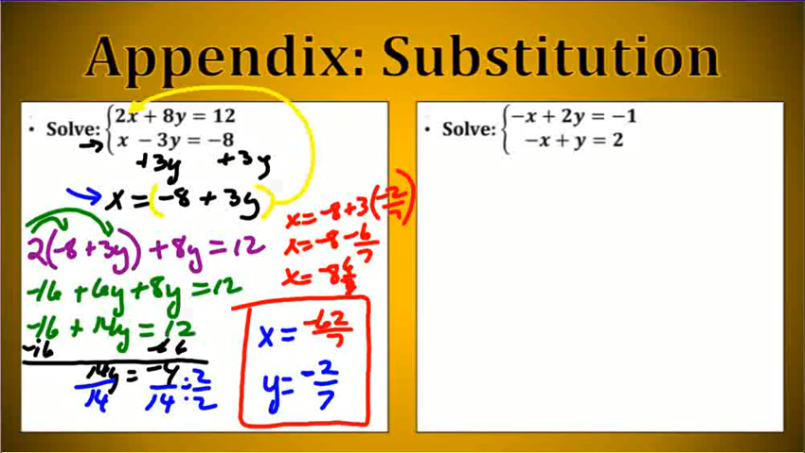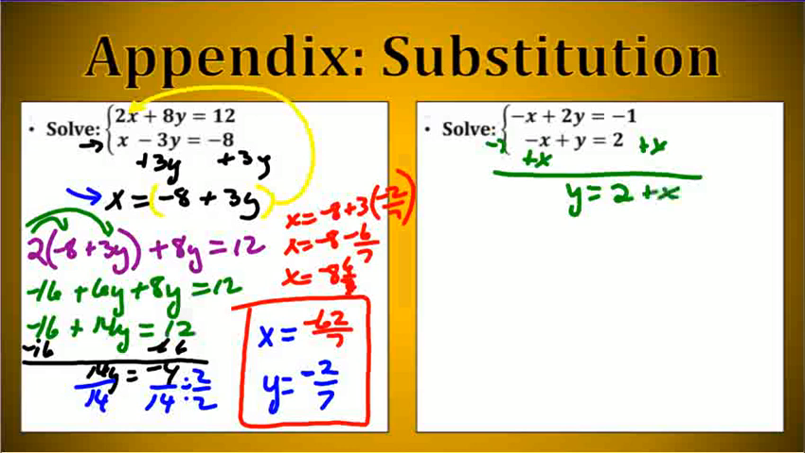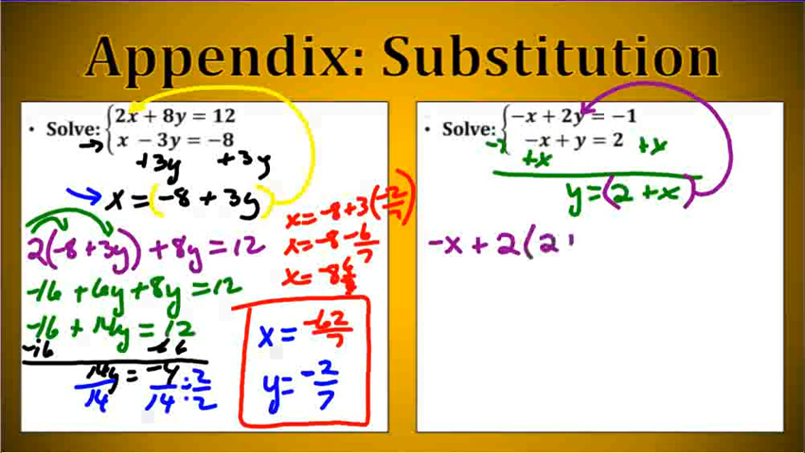Next one, solve for one of the variables. Here I'm going to solve for y in the second one. So I'm going to add x to both sides. And I have y equaling 2 plus x. And this is what y equals. So I'm going to substitute that in for y in the other one. So I have -x plus 2 times 2 plus x equals -1.